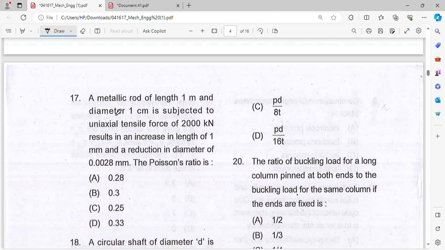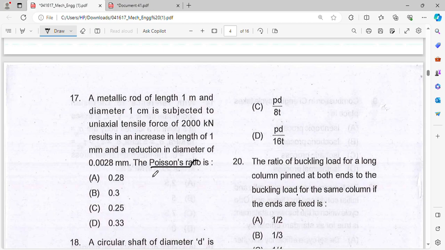Question number 17: a metallic rod of length 1 meter and diameter 1 centimeter is subjected to a uniaxial tensile force of 2000 kN, resulting in an increase in length of 1 mm and a reduction in diameter of 0.028 mm. We have to find the Poisson's ratio.